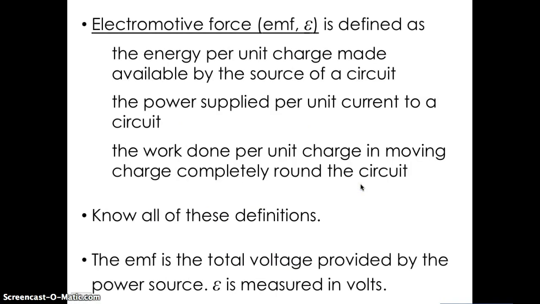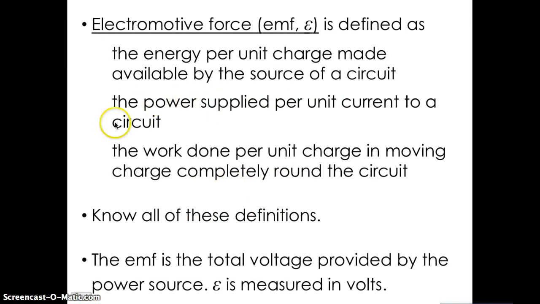So I threw around the word EMF source earlier, so we better understand what an EMF really is. EMF stands for electromotive force, and it's given the variable epsilon, and it's defined as these three different things. These are three separate definitions, which you must know, and they're all perfectly suitable definitions. But they define EMF in different terms, so we have to be familiar with all of these. The first definition of EMF, electromotive force, is it's the energy per unit charge made available by the source of some circuit. Okay?